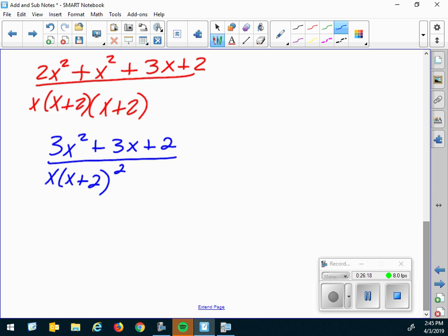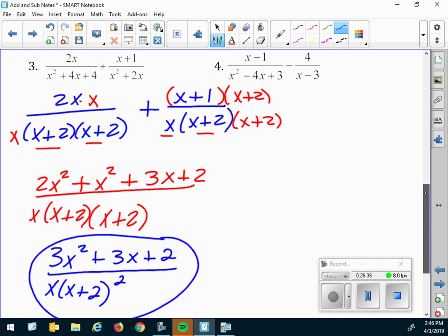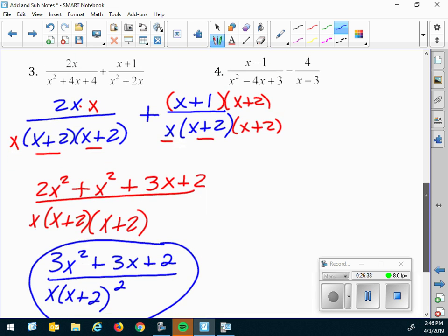If you want to put x plus 2 quantity squared down there, you can, or you can just put x plus 2 times x plus 2. Either way. Now, I'll just tell you for time's sake that numerator won't factor. Are you with me? Let's look at number 4.